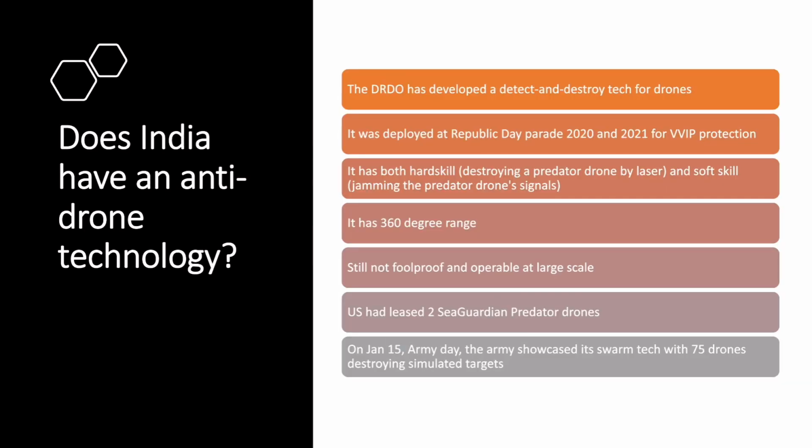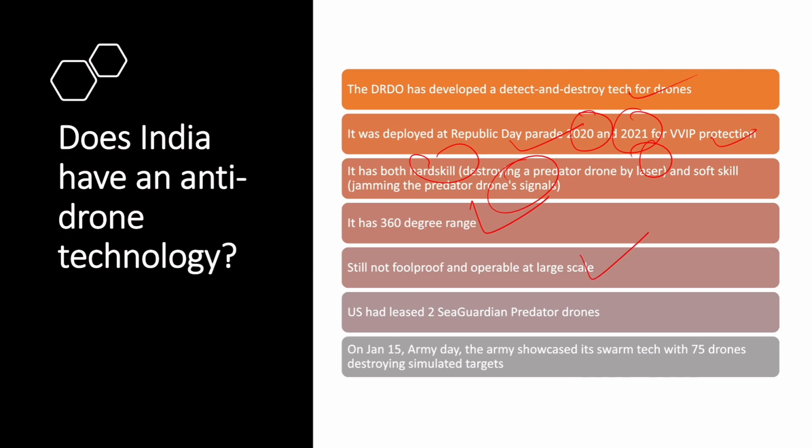So does India have an anti-drone technology? The DRDO has developed a detect and destroy tech for drones. It was deployed at the Republic Day Parade in 2020 and 2021 for VVIP protection. It has both hard skills, that is destroying a predator drone by laser, and soft skills, that is jamming the predator drone's signals. It has 360-degree range. But it is still not foolproof and operable at a large scale.